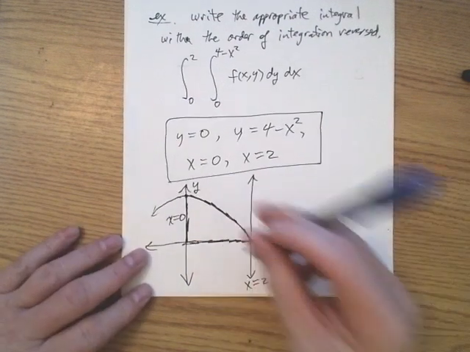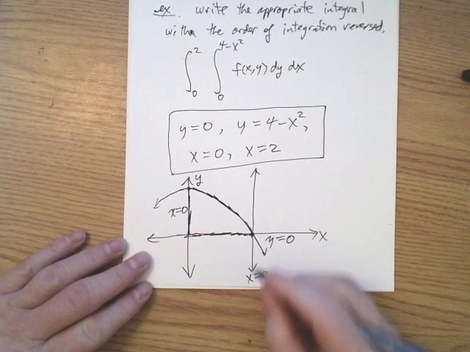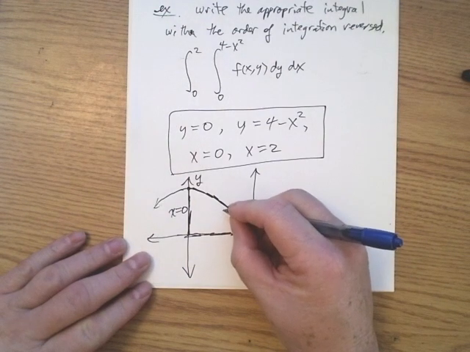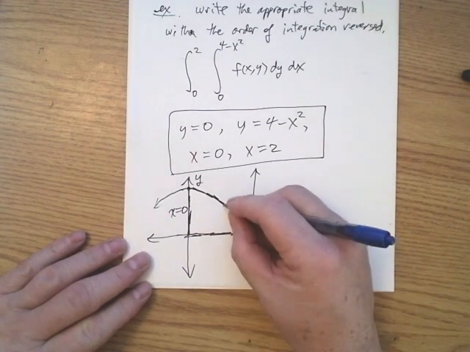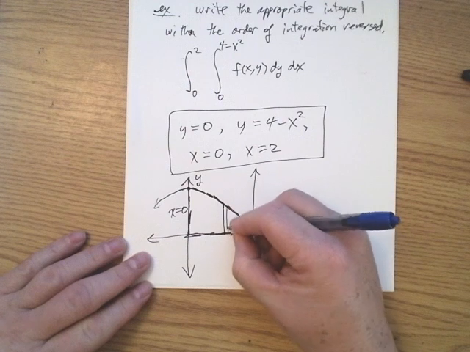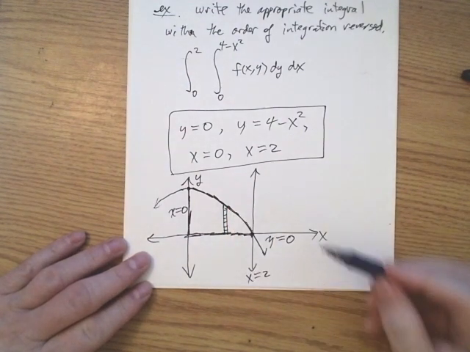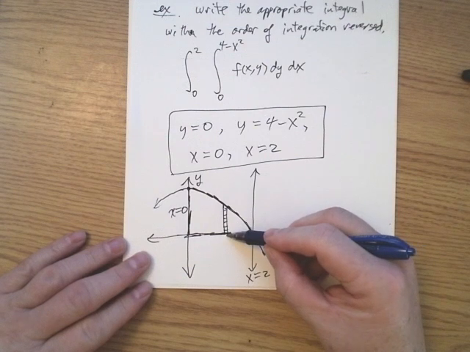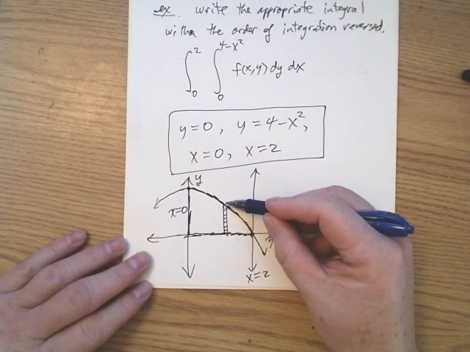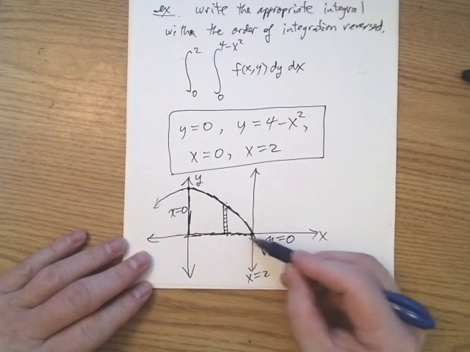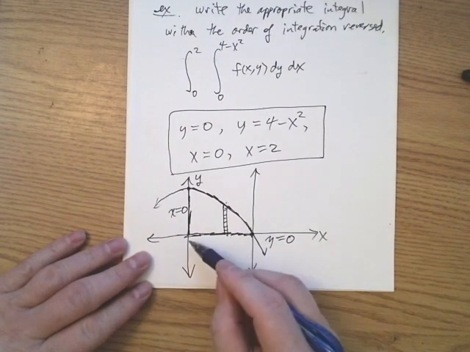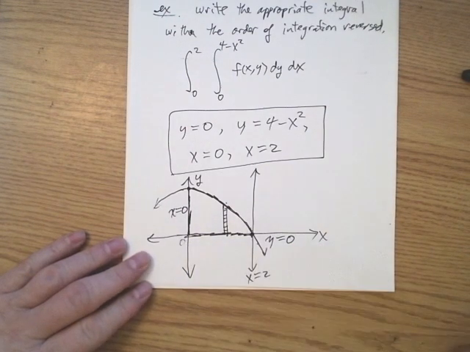Let's see if that makes sense here. Here we're integrating in the y direction first. Just do a double check here. So y would go from what? 0 to 4 minus x squared, right? X is varying. X, however, will go from 0 to 2. All right, so that makes sense here.